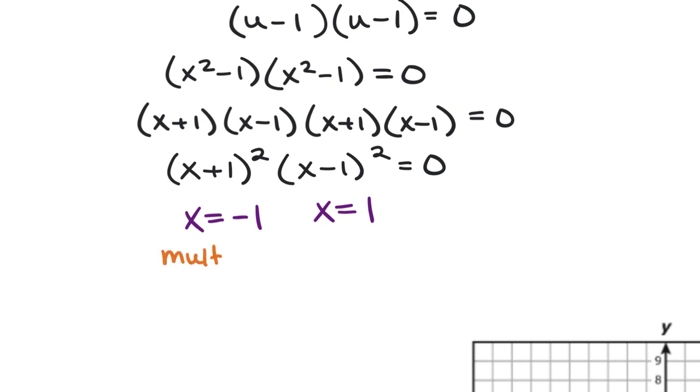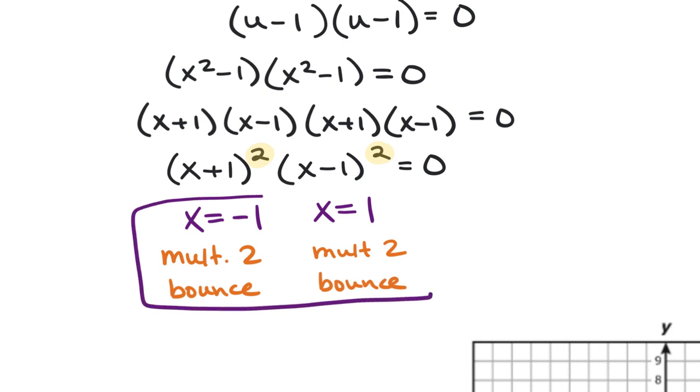The multiplicity, remember, is the number of times that factor is repeated. Twice. So my multiplicity here is 2, which means we're going to bounce, or touch and turn, at the number negative 1. What's the multiplicity of the solution x equals 1? Also 2, because this is repeated twice, which means there we are also going to bounce. This is good information we need.